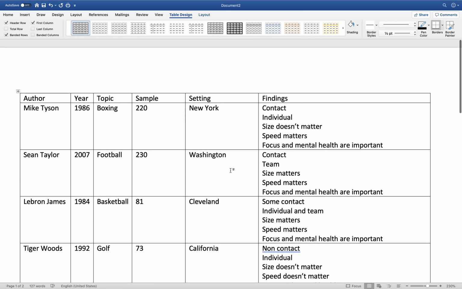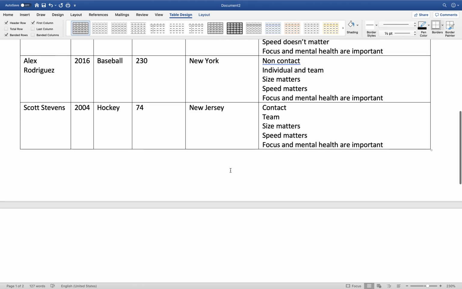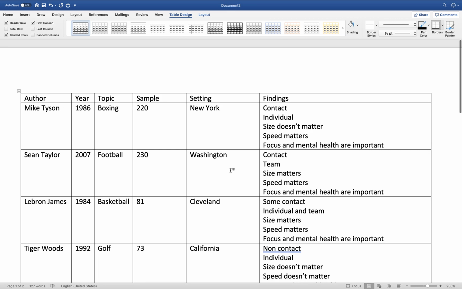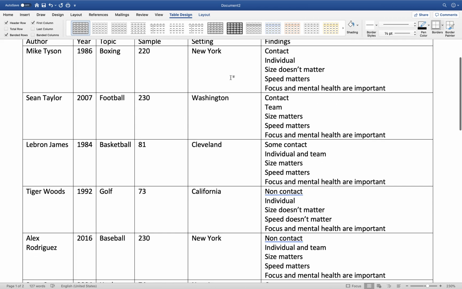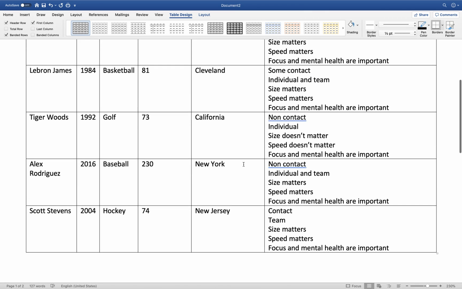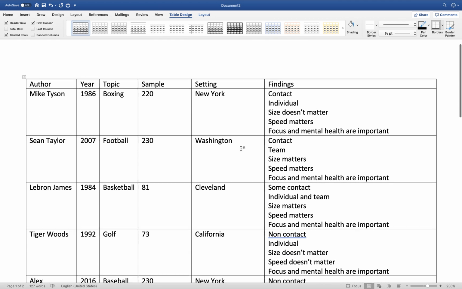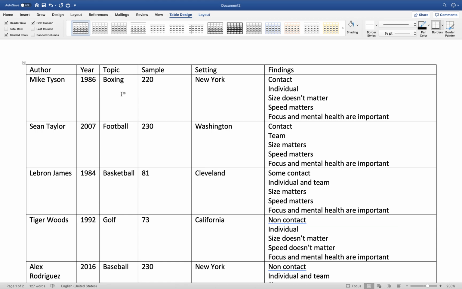So a tabular summary, this is a very short demonstration of a tabular summary. A tabular summary is a very efficient way to begin writing your literature review. This may seem like an unnecessary step before getting started with your literature review, but when you're reviewing a lot of different articles, it's easy to forget who wrote what and what their main ideas were, and so on and so forth.